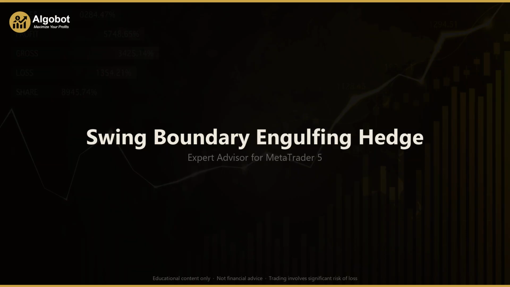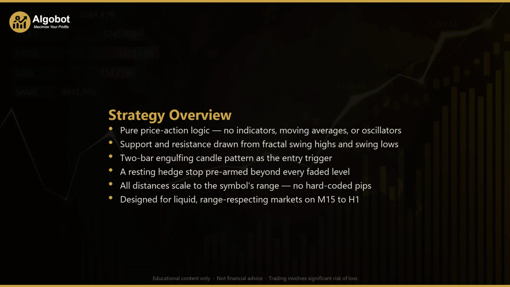By the end of this video, you'll understand exactly how it finds setups, manages risk, and behaves when a level holds or fails. Let's start with the big picture of what this expert advisor is trying to do. The Swing Boundary Engulfing Hedge is built around a simple observation about how price behaves at important levels. When the market reaches a recent swing high or swing low, it tends to do one of two things.